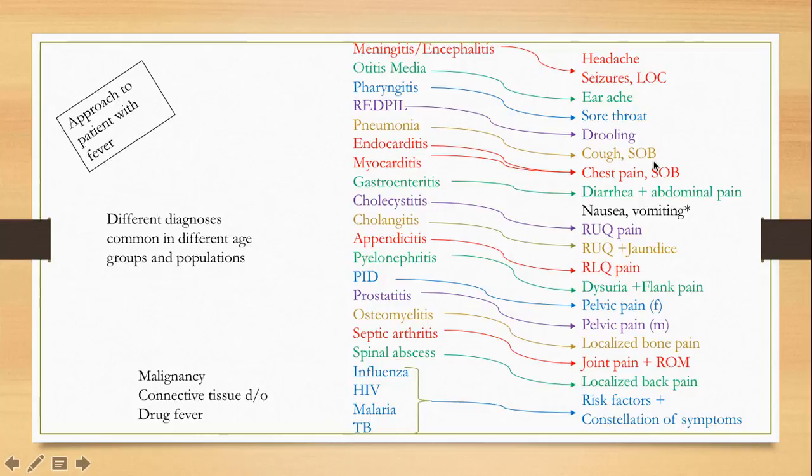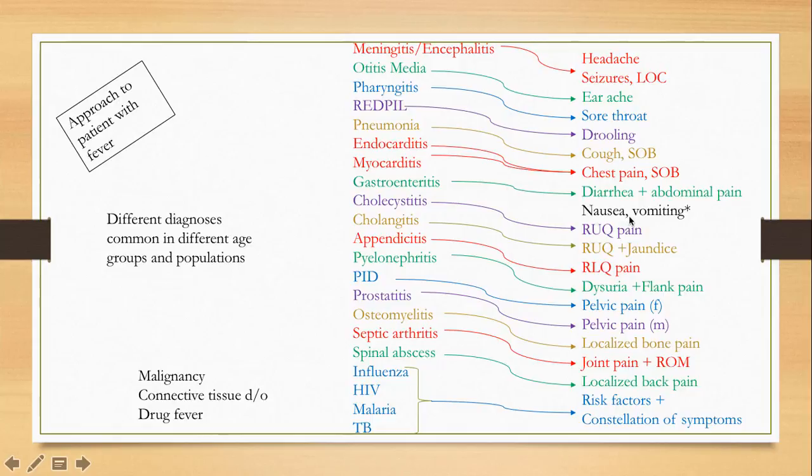A patient with pneumonia will have cough and shortness of breath, and then endocarditis and myocarditis patients usually have shortness of breath, and especially myocarditis patients usually have chest pain. Sometimes endocarditis patients don't have chest pain as much, they just have chills and fever. And then gastroenteritis patients have diarrhea and abdominal pain. Again, I'm only talking about infectious colitis where patients have fever, and generally those are bacterial, so I'm not talking about viral gastroenteritis where they don't have fever. Cholecystitis patients usually have right upper quadrant pain.